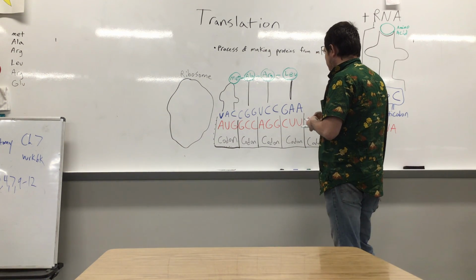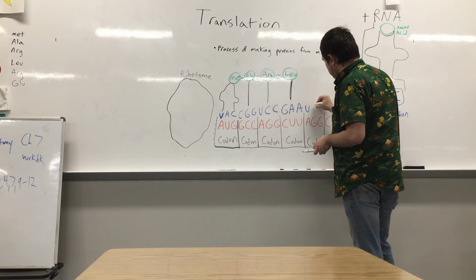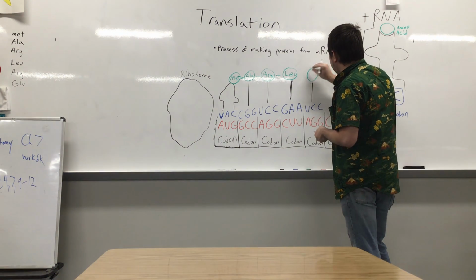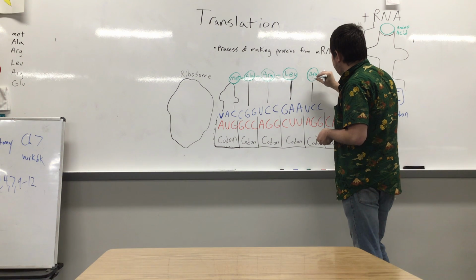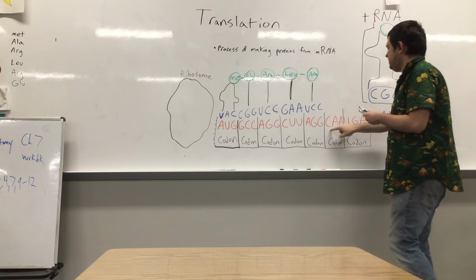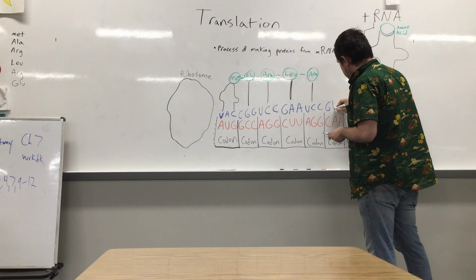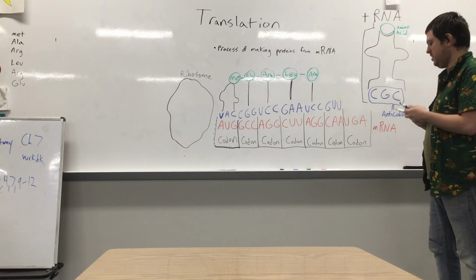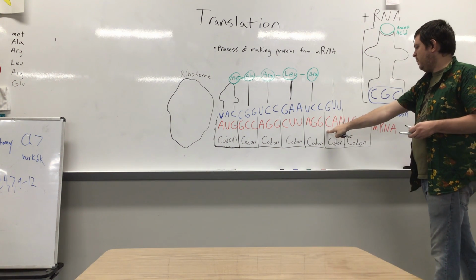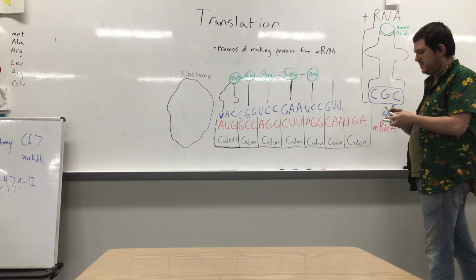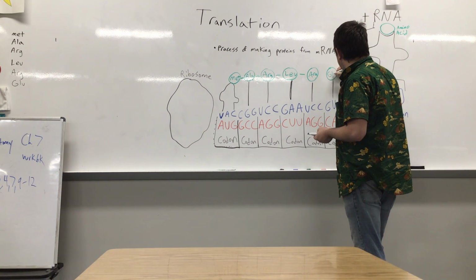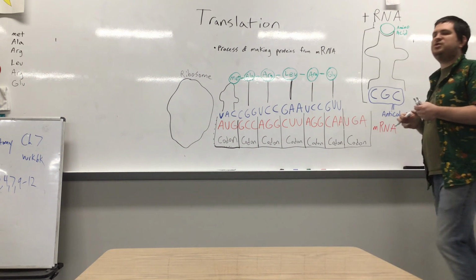And then we go on. AGG will match with UCC. And when you read the AGG, you'll find out that it is, again, a second arginine, ARG. CAA will match with GUU for the anticodon. And the GUU anticodon tRNA will have what CAA is asking for, and that will be glutamine, GLU.